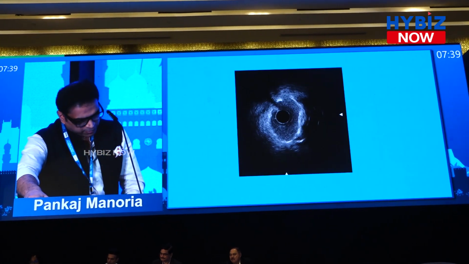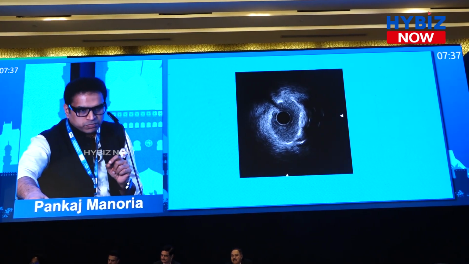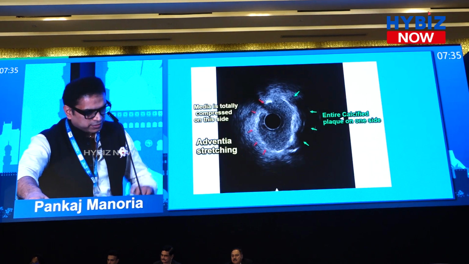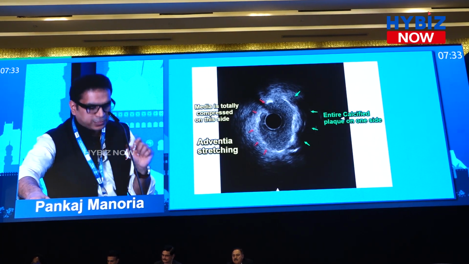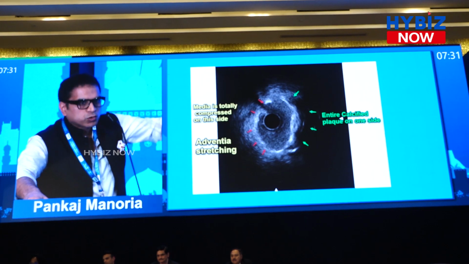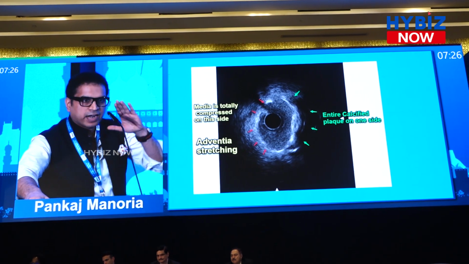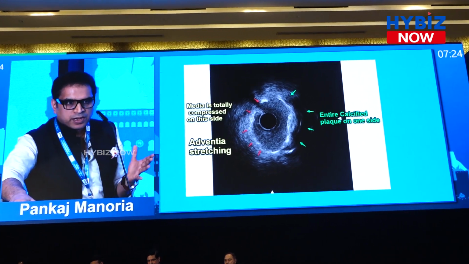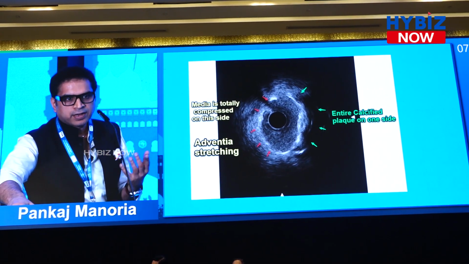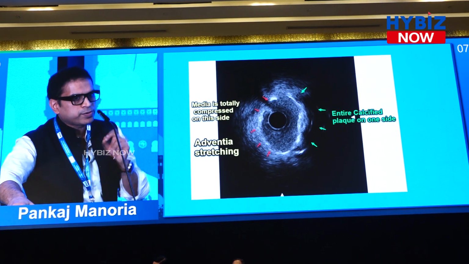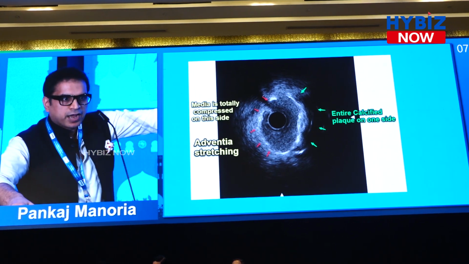Number 2, if you look at this segment, this is an eccentric compression. You can see the entire calcified plaque is on one side and the media is totally compressed. You hardly see any media here. You can see almost the adventitia is completely stretched out. Now, if you do something more heroic here, the entire pressure of the balloon is going to be transferred to that adventitia and not to the calcified portion.